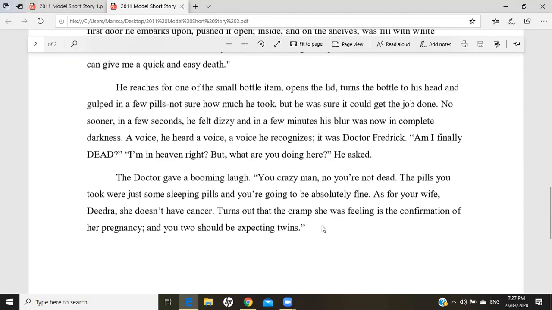Mm-hmm. And that's what we like when we are reading stories or watching movies. The more drama the movie or the story has, the more exciting it tends to be, not so?